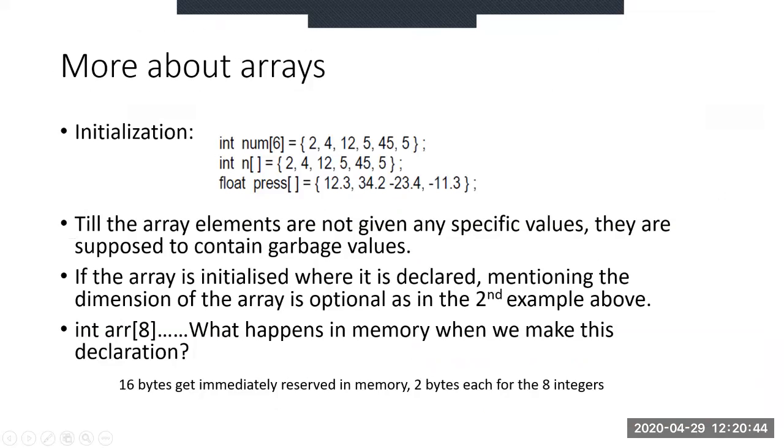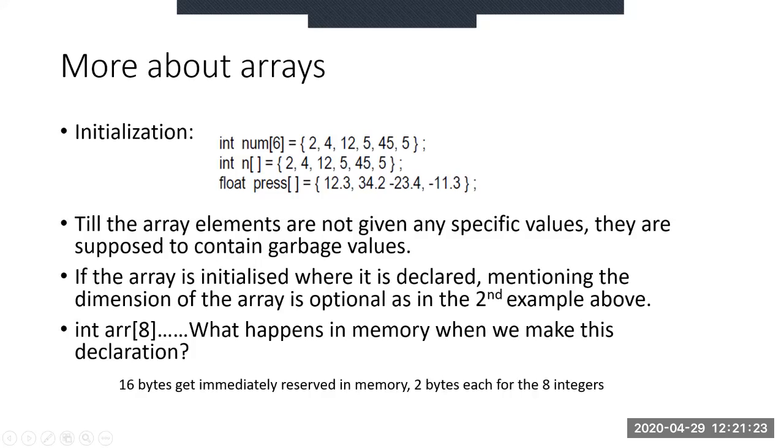One is where we can give the subscript number or the size of the elements in advance, like we have written int num 6, and we have also initialized the values of the array. We have given 6 values: 2, 4, 12, 5, 45, and 5. Now, because we have already given the list of the values in advance while declaring the array, the compiler can very well compute that there are 6 values which are to be stored in the array, and therefore giving the size of the array here with n is completely optional.